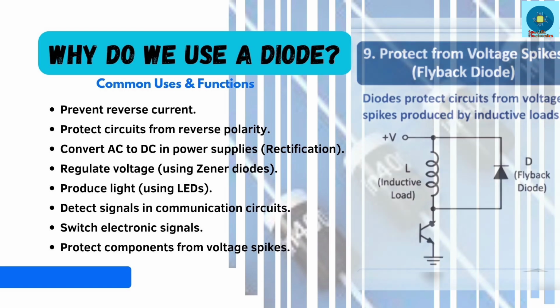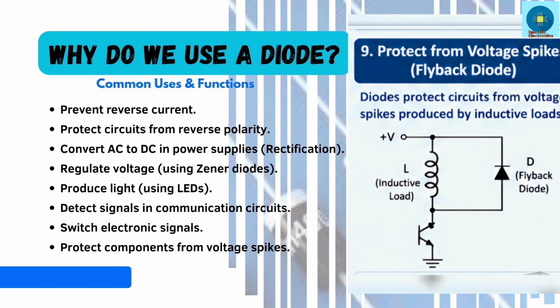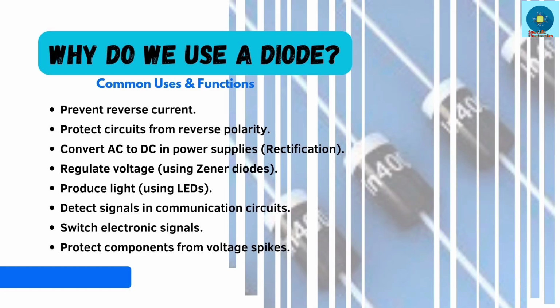Next, protecting components from voltage spikes. Finally, diodes protect electronic components from voltage spikes. When motors, relays, or coils are switched off, they generate high voltage pulses. A flyback diode safely absorbs these spikes and protects sensitive components like microcontrollers and integrated circuits.